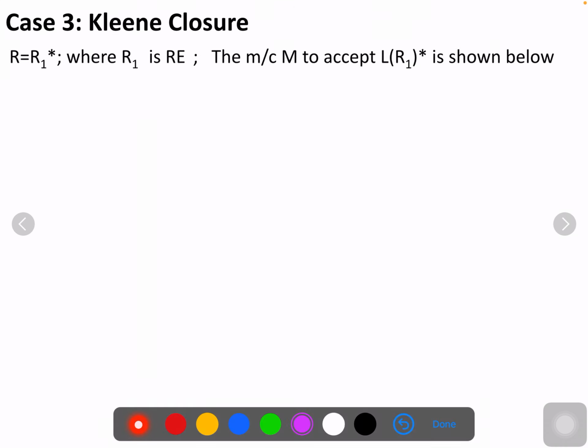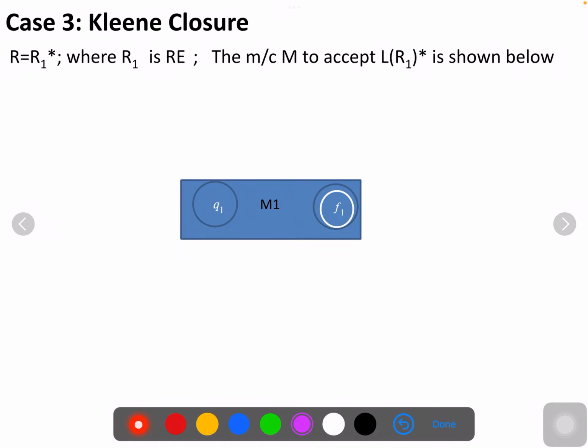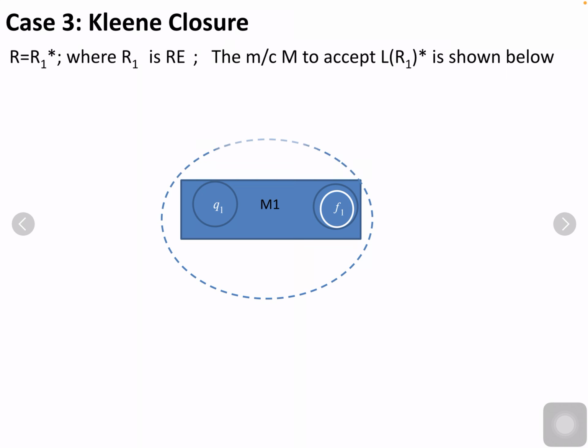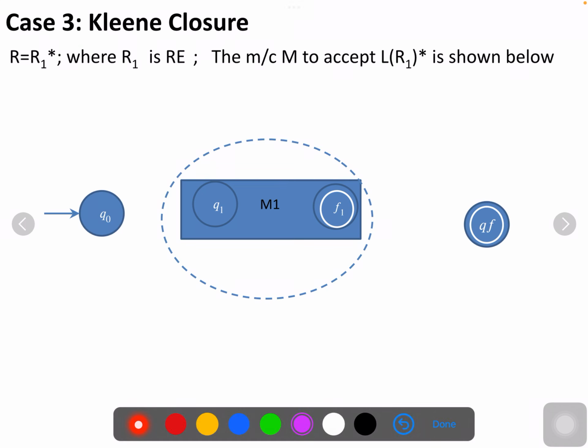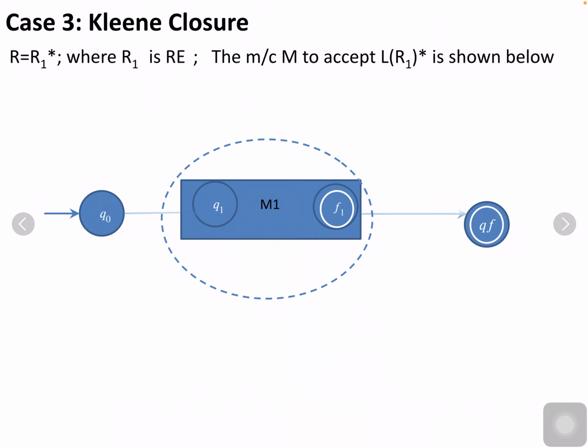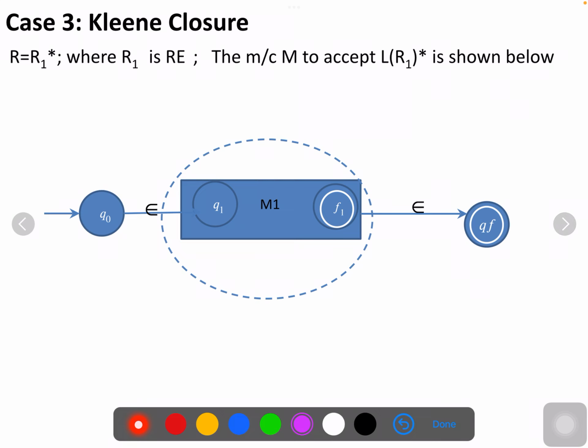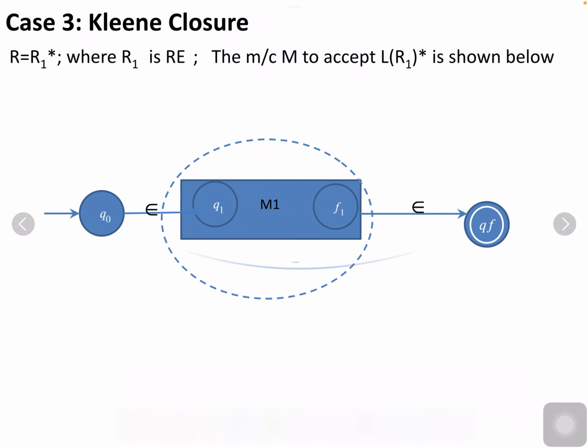Third case, Kleene closure. That means it is rotating itself, R1 star. You know what star is already: it means zero or more occurrences of R1. So now the machine accepts L of R1 as shown below. There is only one machine, Q1 is the initial state, and F1 is a final state. For that you want to join, because whenever it is R1 star, it may generate even epsilon also. So I am joining these two by epsilon and rotating it.